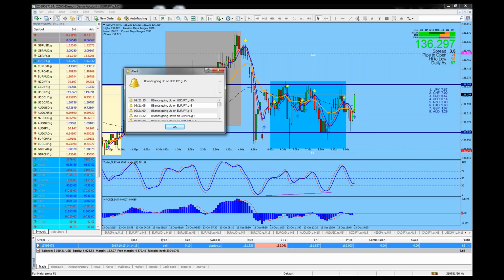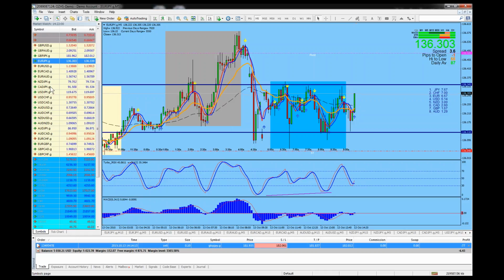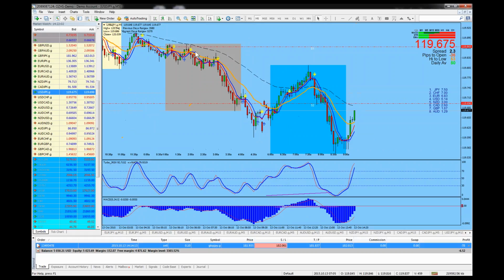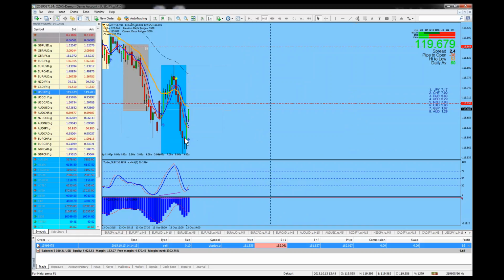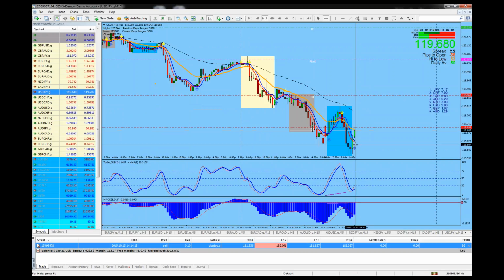Okay, dollar yen, B band's going up. Let's take a look at that. And B band, dollar yen, that was right. Oh, gee, what time frame was that? 15-minute, that's why. Okay, so that's this candle right here.